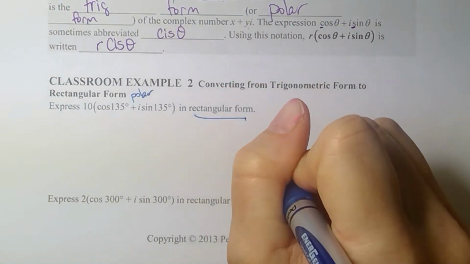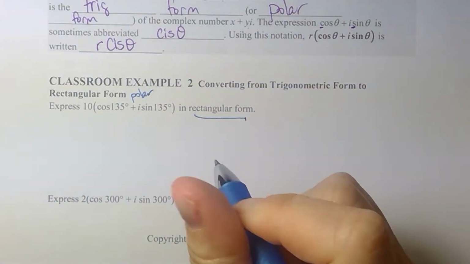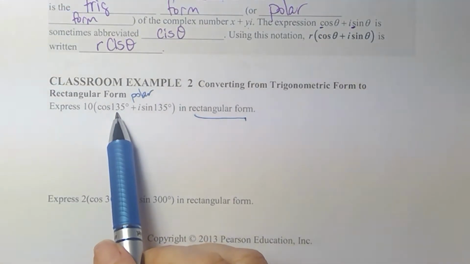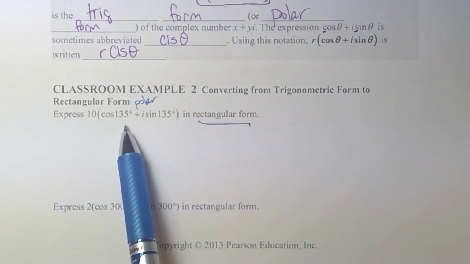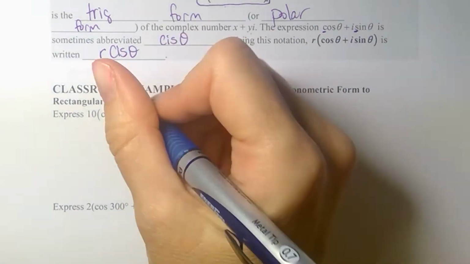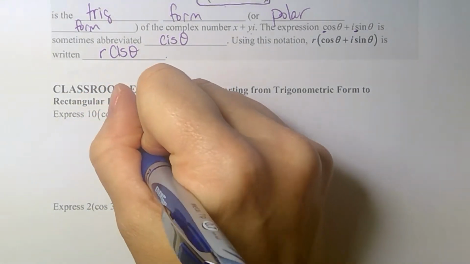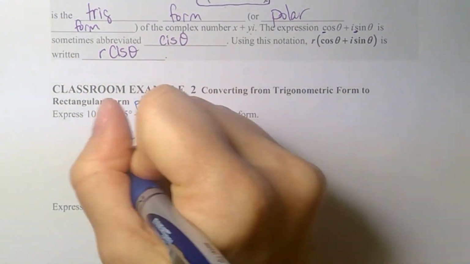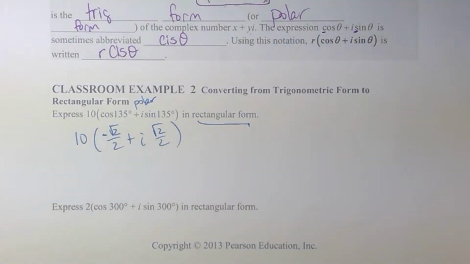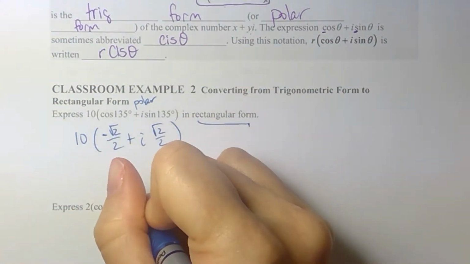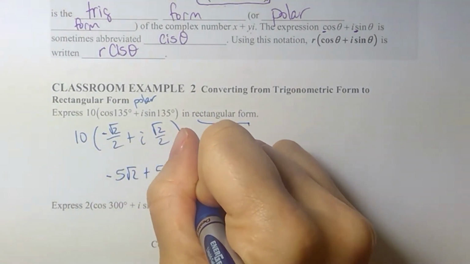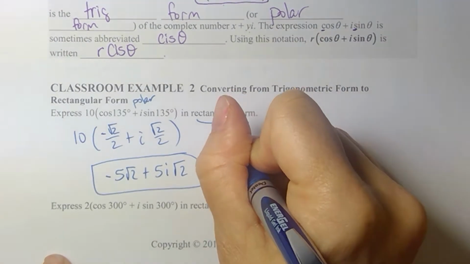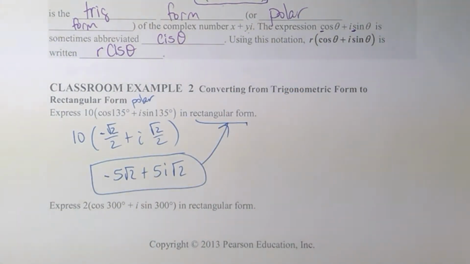This way is super simple. You just plug in what you know and distribute. Look at your unit circle. What is the cosine function value at 135 degrees? Well, 135 is one of your 45-degree angles, and it's in quadrant 2, so cosine is negative and sine is positive. And then I have that 10 out front to distribute. When I distribute that 10 inside, I get negative 5 square root 2 plus 5i square root 2, and that's my rectangular form, or standard form, called the same thing.